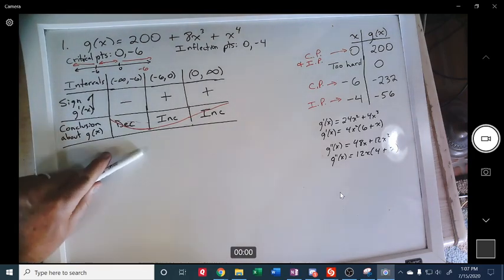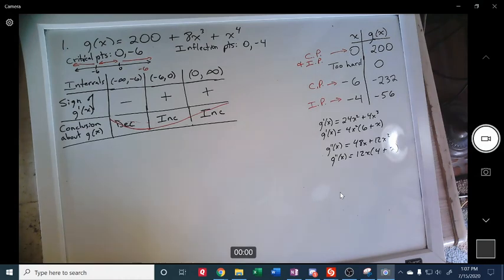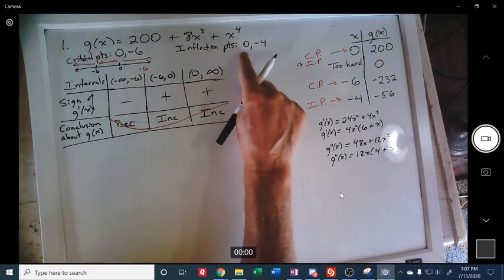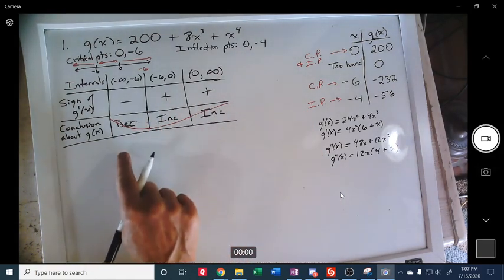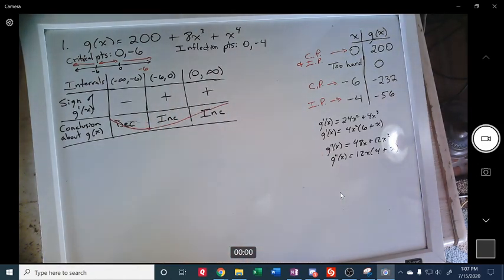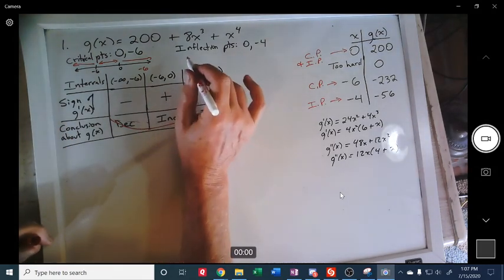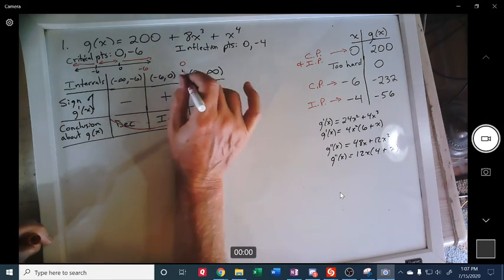Alright, so this is not new. We did this last time. Alright, what's going to be new is I'm going to take the second derivative points, 0 and negative 4, and append them to right here. Now notice, negative 6 divides these two intervals, 0 divides these two intervals.